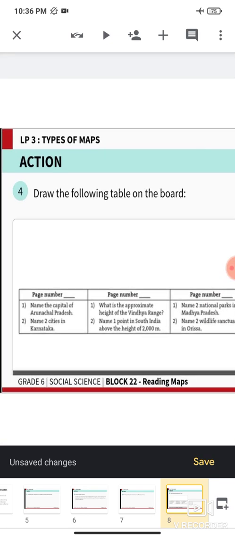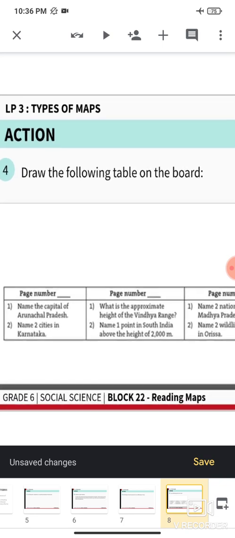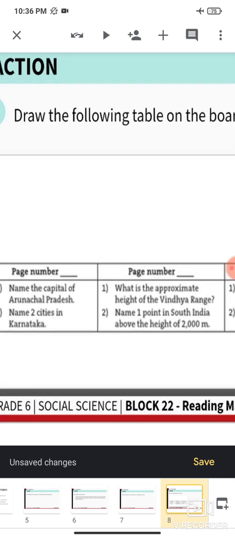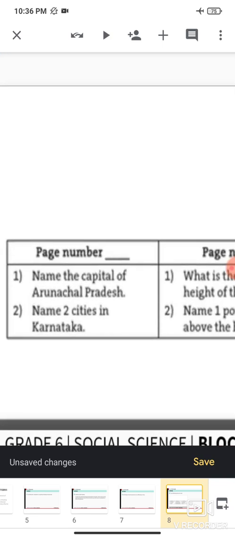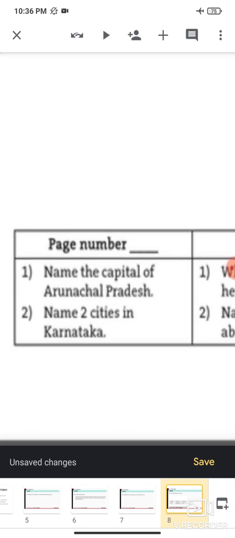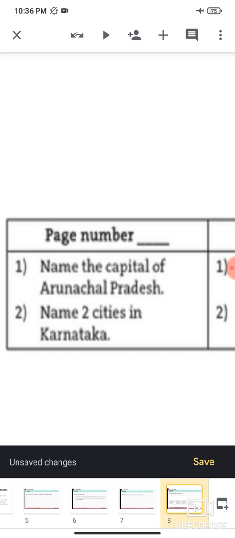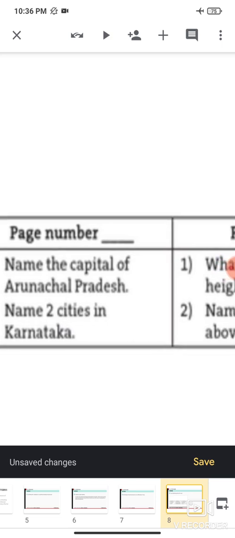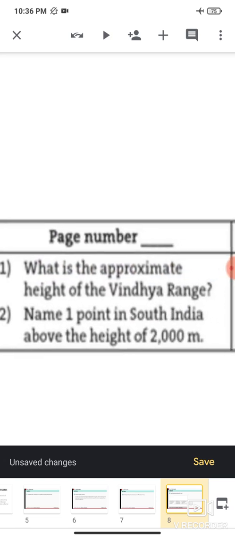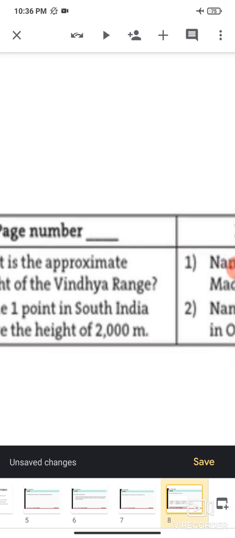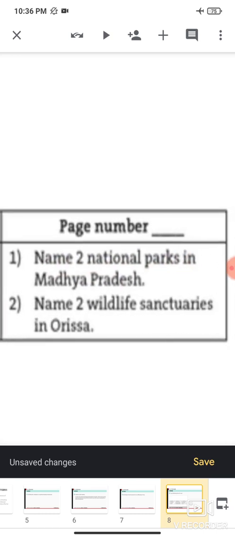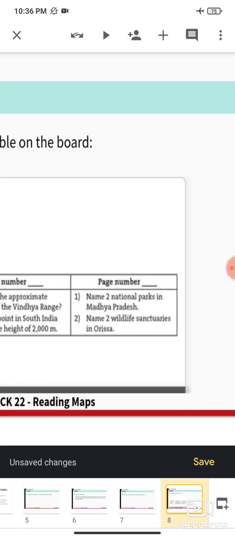Please write these points down in your notebook. Then find the answers from the atlas or from the map of India. Name the capital of Andhra Pradesh. Name two cities in Karnataka. What is the approximate height of the Vindhya Range? Name one point in South India above the height of 2000 meters. Name two national parks in Madhya Pradesh, and two wildlife sanctuaries in Orissa.